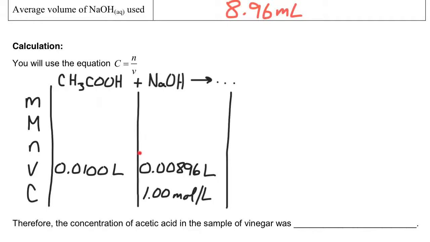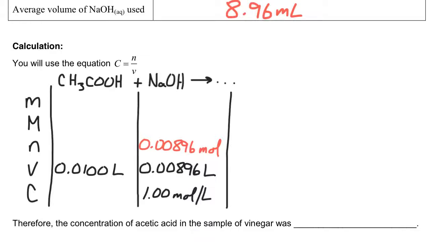Now I need to calculate the number of moles of sodium hydroxide that I added. Remember, n is equal to C times V. So that means I added 0.00896 moles of sodium hydroxide.